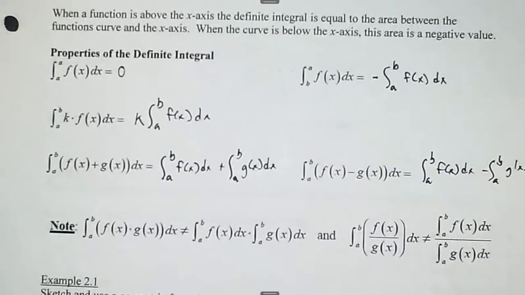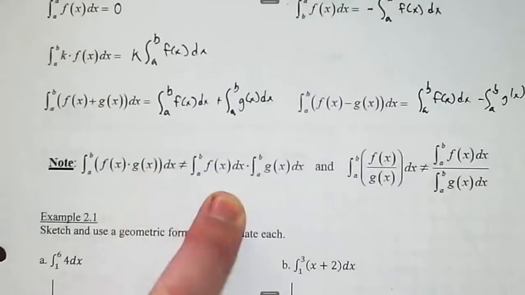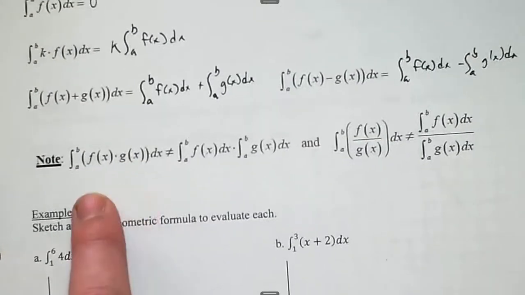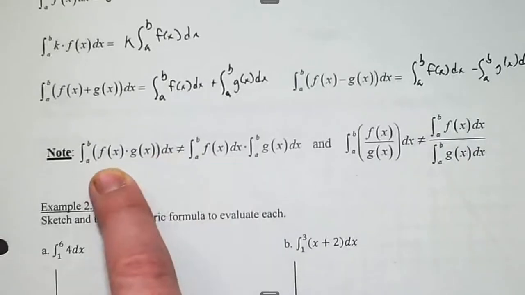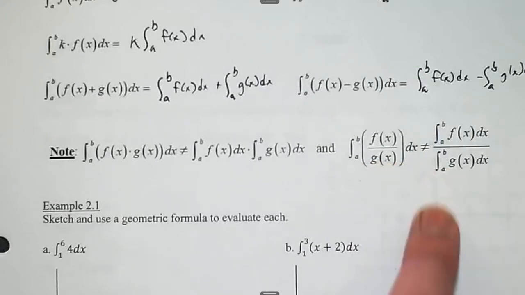Couple of things to note. One, there is no splitting up of multiplication. That's a not equal. This does not work at all. Just like when we were looking at derivatives, you can't do that. And you can't do that either. We can do it with limits, but we can't do it with integrals.